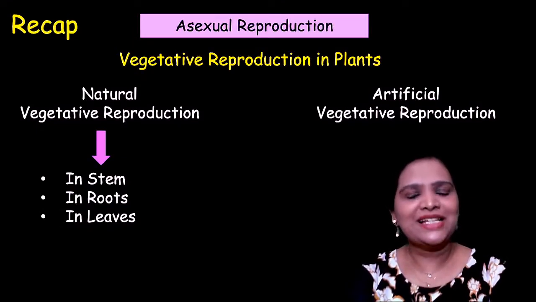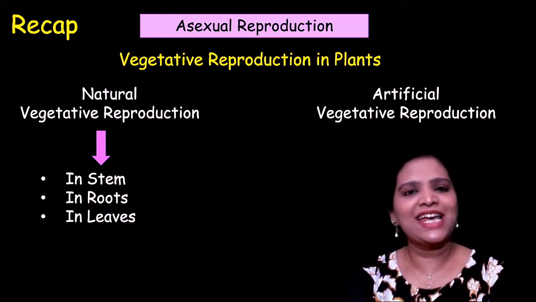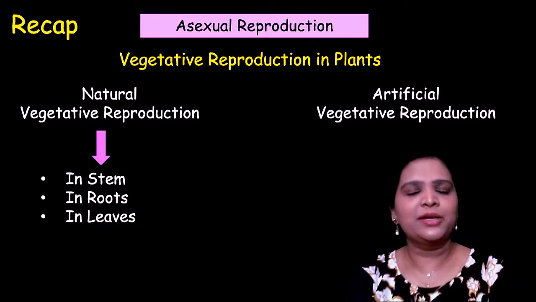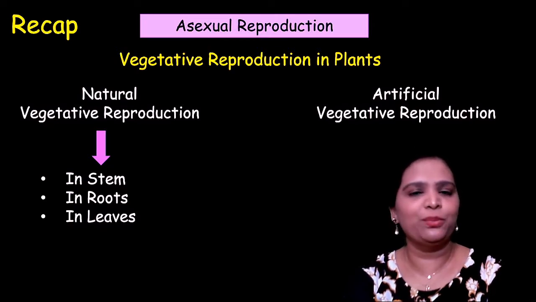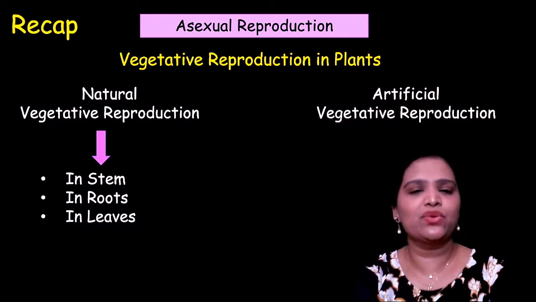Okay, so let us revise what we have learned in this lesson. First, what is asexual reproduction? Organisms reproduce asexually without male and female gamete formation. If this reproduction occurs in plants, we call it asexual reproduction. This is broadly classified into two categories: natural vegetative propagation and artificial vegetative propagation. Natural vegetative propagation could be modification in the stem, on the roots, or on the leaves of the plants.